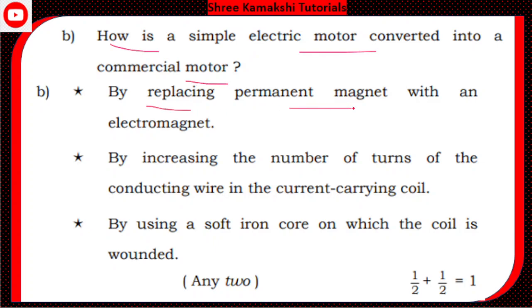By replacing the permanent magnet with an electromagnet, by increasing the number of turns of the conducting wire in the current carrying coil, by using a soft iron core on which the coil is wound. Any two you write is enough, for this 1 mark.